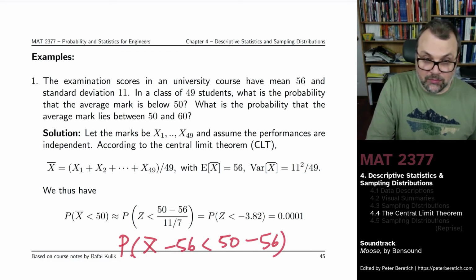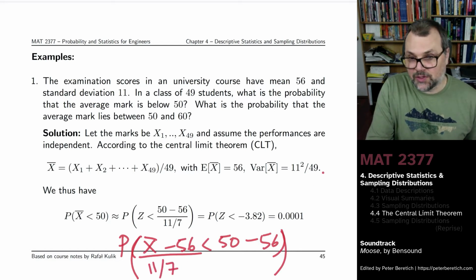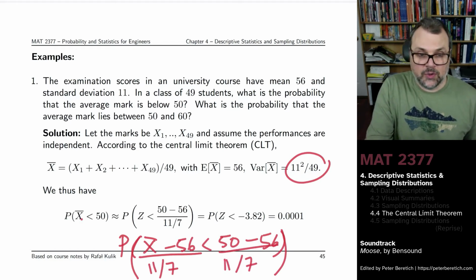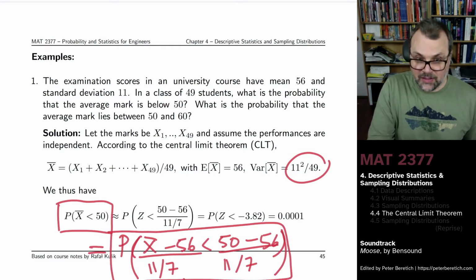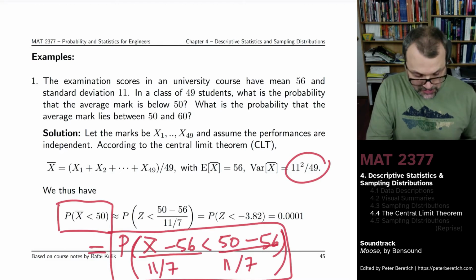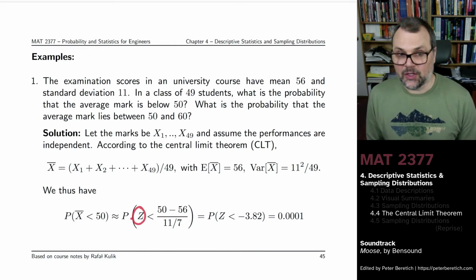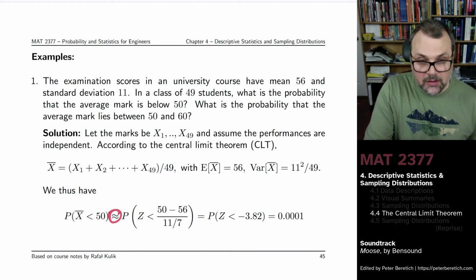And while we're at it, that would be the same thing as computing the probability of x bar minus 56 divided by 11 over 7, which is the square root of this thing here, being smaller than 50 minus 56 divided by 11 over 7. So this thing here is the same as this. And that bit, x bar minus 56 divided by 11 over 7, is the standardized value for the average. You'll notice here we are using the approximation.